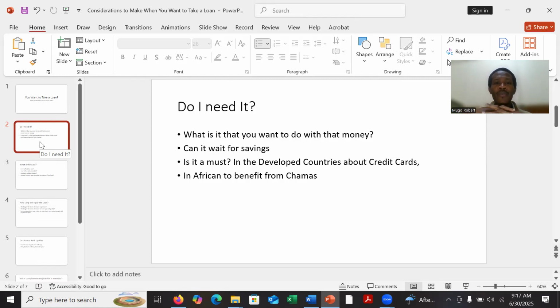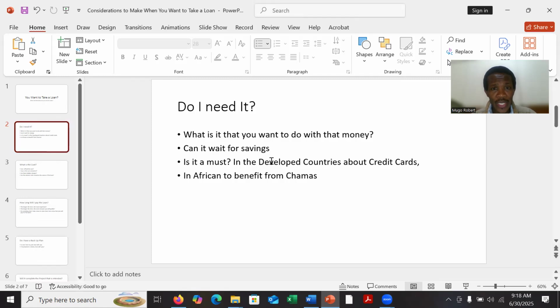You find in some developed countries, especially matters to do with credit cards, you will be required to have a credit score. And credit scores normally are given if you take loans. So like somebody goes from Kenya to the US and you need to rent your own apartment, they will need you to have a credit score. And in the developed countries, you find the usage of credit cards gives you credit scores or credit rating.